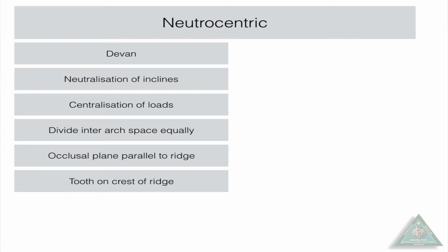The primary proponent of non-balanced occlusion is the neutrocentric scheme. The neutrocentric scheme prefers flat planes, that is no compensatory curves, and it centralizes the load in the second premolar and the first molar region. In the neutrocentric concept, the interarch space is divided equally, and the occlusal plane is made parallel to the ridge.